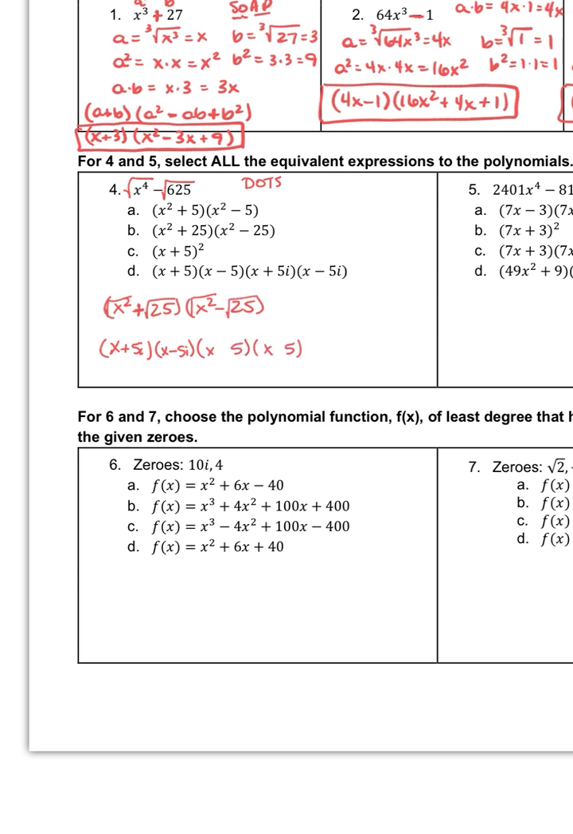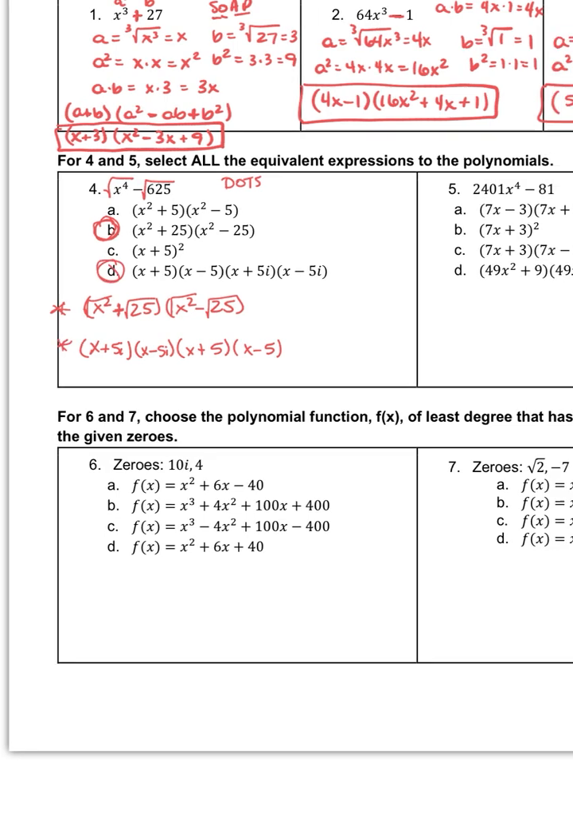And then one is going to be plus and one is going to be minus. And then when I go to look at my choices, I see that B is the same as this first one. And then D is the same as my second one. So those are both equivalent.